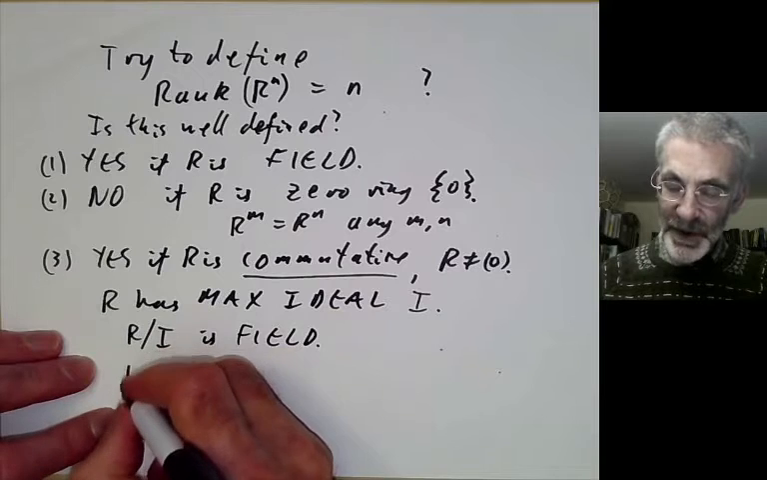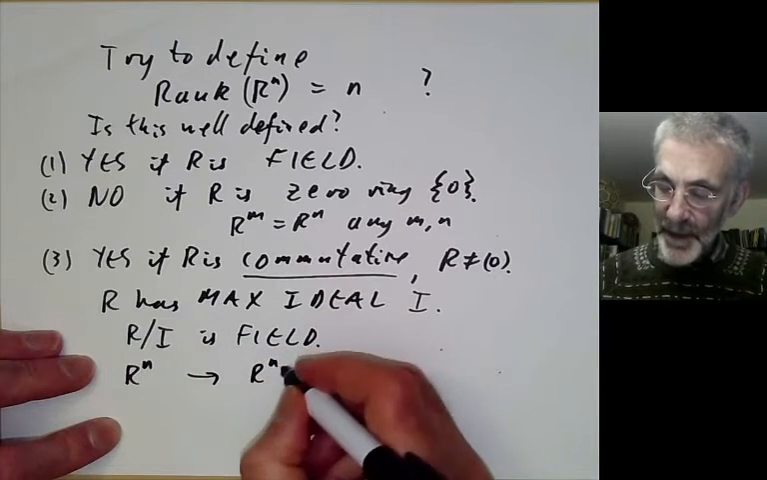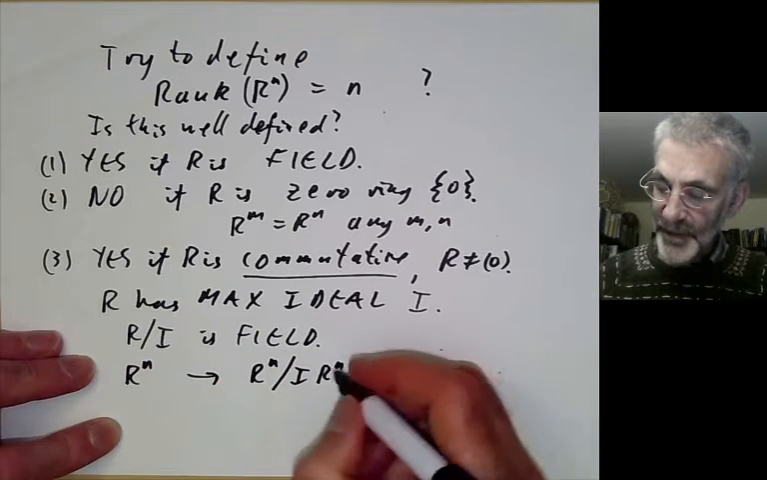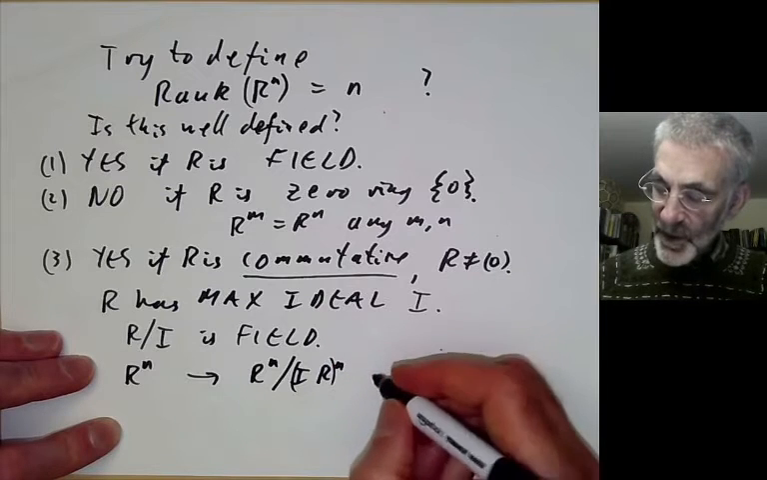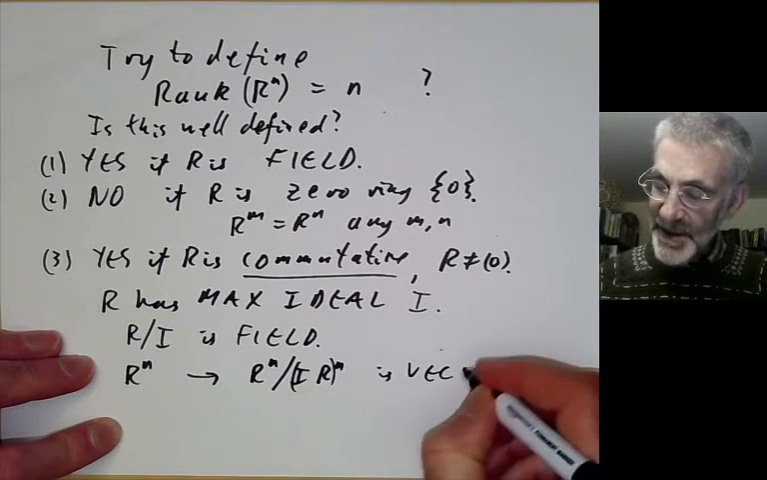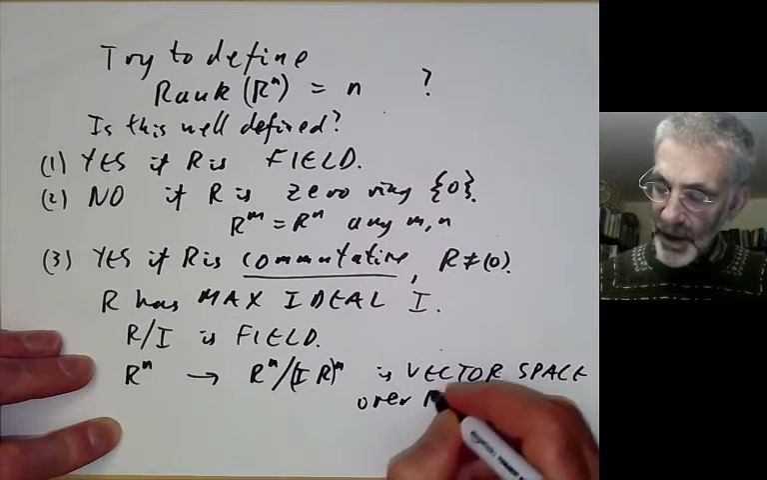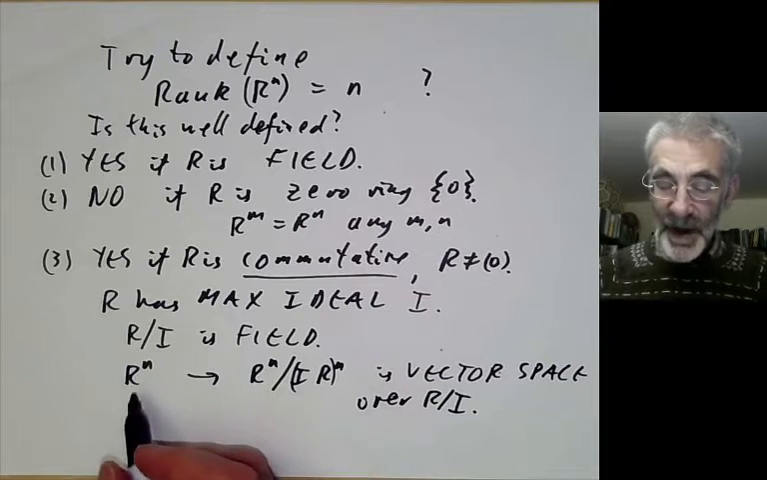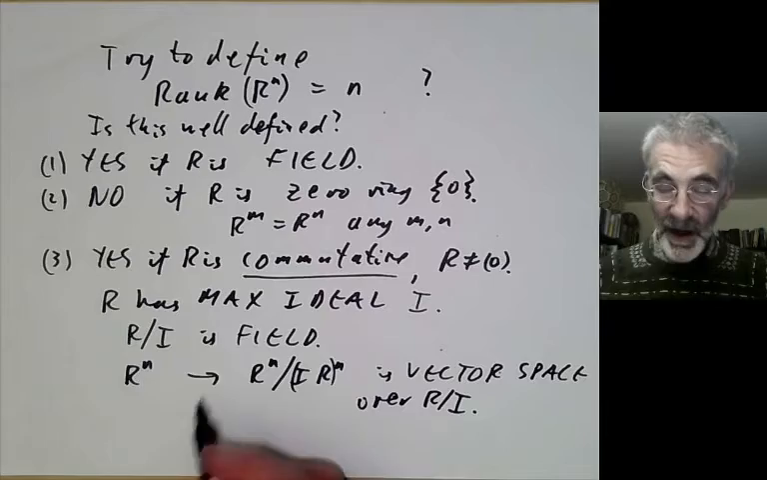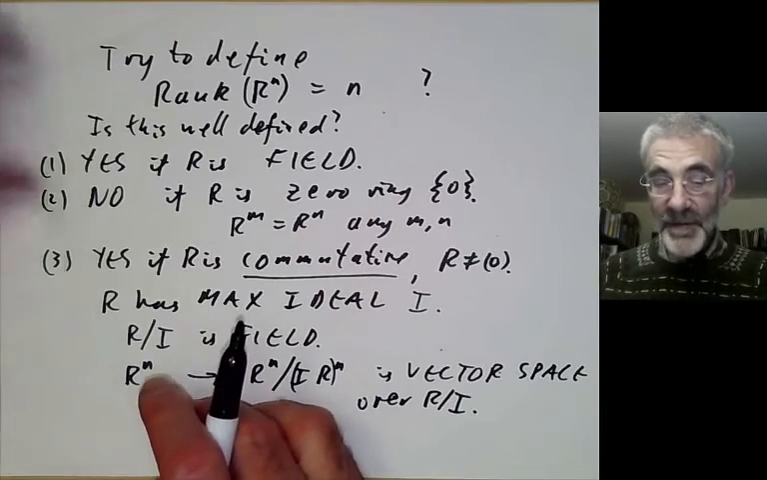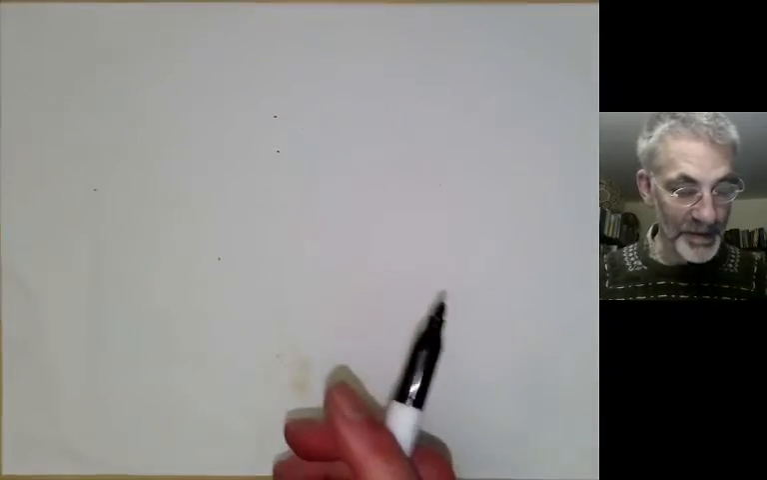And if we've got a free module R^n, we can just change this to R^n over I times R^n, which is a vector space over R over I. So we can read off the rank of this by just turning it into a vector space by reducing mod I. So for commutative rings, the only time this fails is for this rather stupid counterexample.